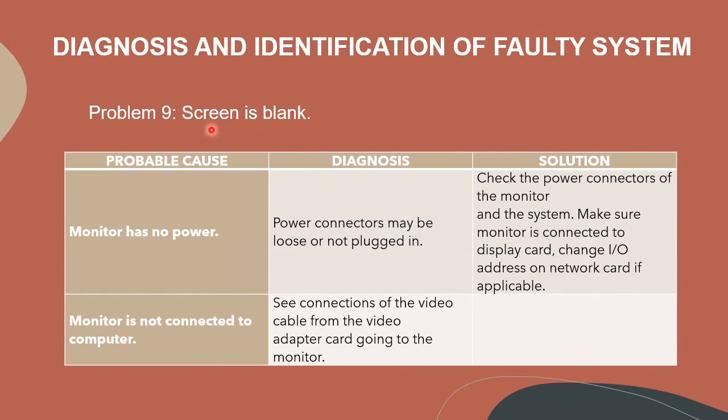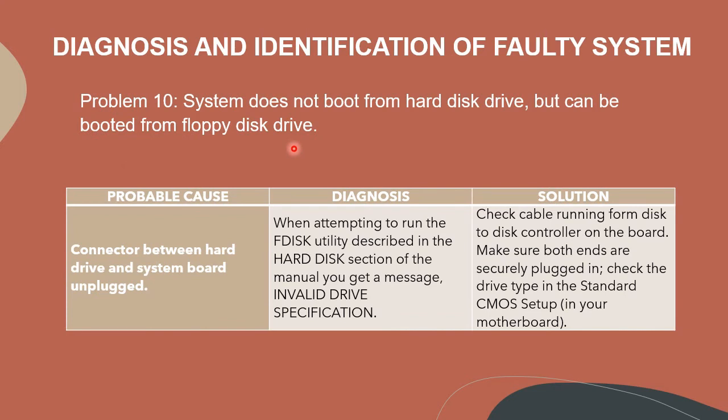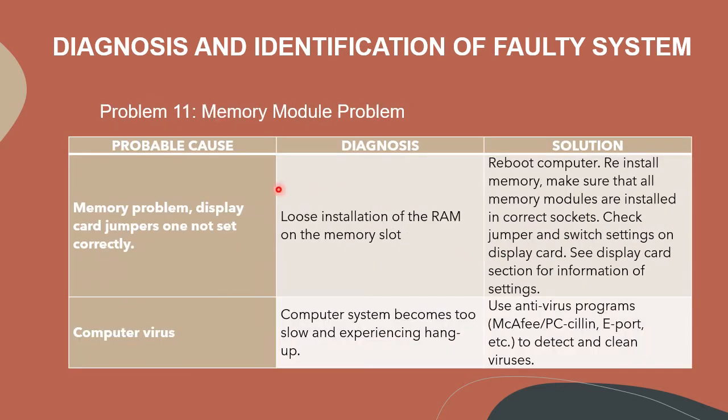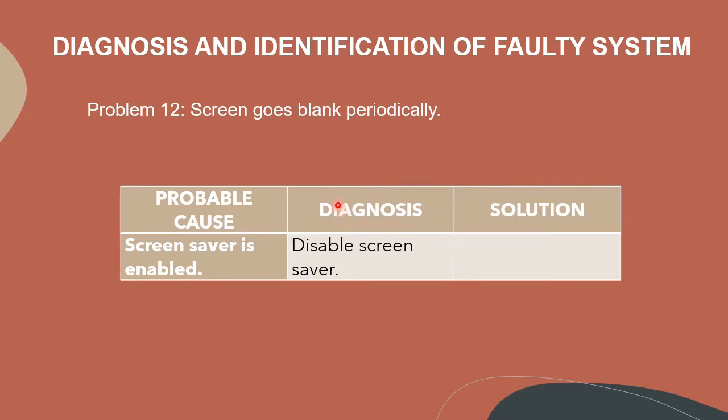9. You turn on the computer and the screen is blank. So check the power connectors. 10. System does not boot from the hard disk drive but can be booted from the floppy disk drive. 11. Memory module problem. So here's your solution. Reboot computer, reinstall memory, check jumper and switch settings. 12. Screen goes blank periodically. So maybe the screensaver is enabled, so all you need to do is disable the screensaver.